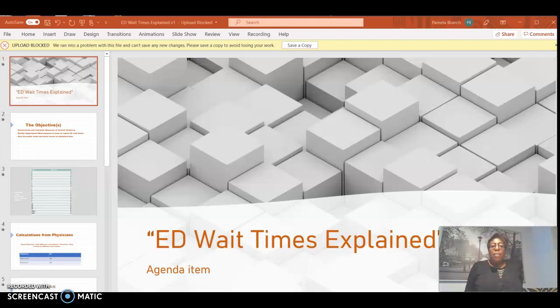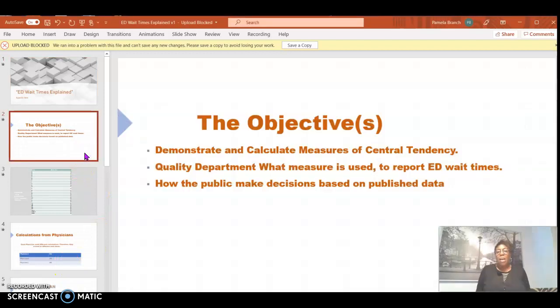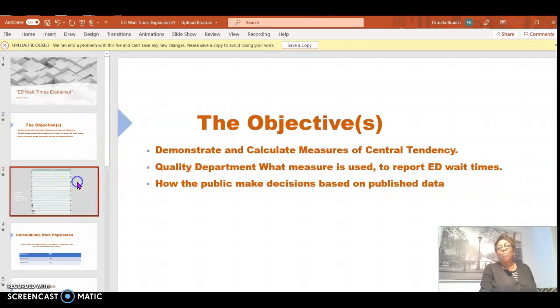Okay, I'm here to explain the ED wait times and how we calculate them, and also to demonstrate the central measures of tendency, and how the quality department uses the reporting data for ED wait time, and how the public makes decisions in reference to public, published data.